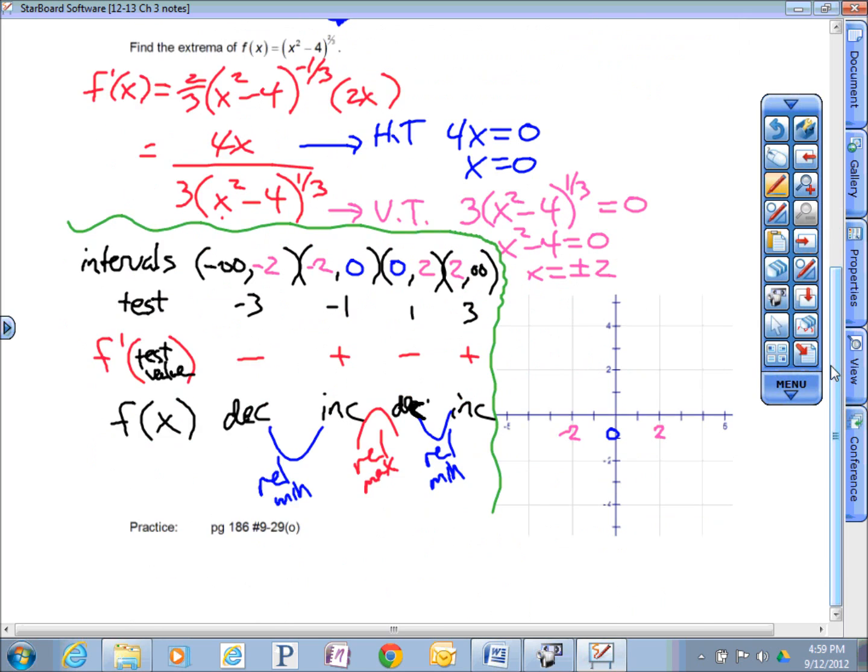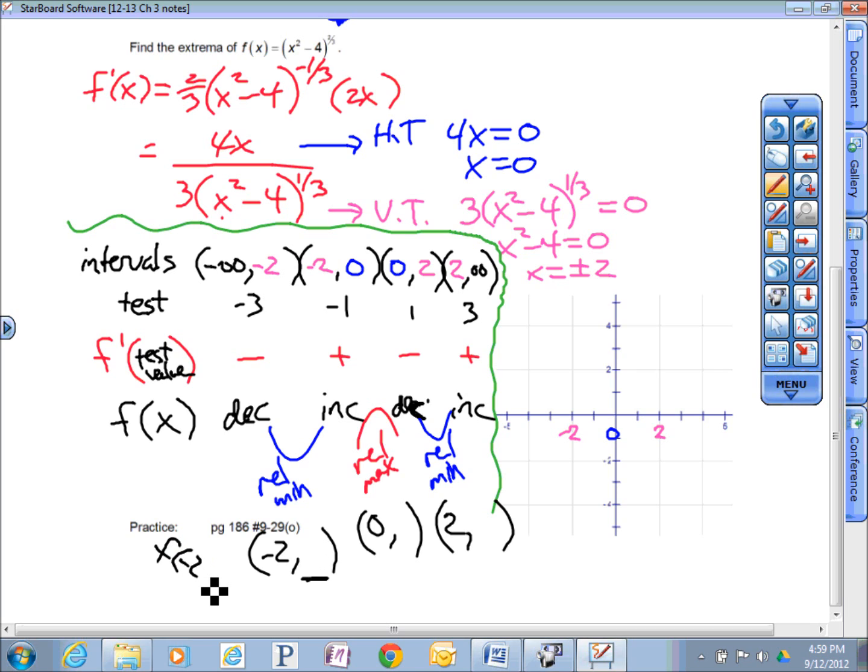Now we got to work at it a little bit. How do we find those values? Well, we know that there's a relative min at the point -2, something, relative max at the point 0, something, relative min at the point 2, something. How do we find the somethings? We take these values and we go back to our original function. So if I want to find -2, well, how do I find this value? I'm going to plug it into my f of x.